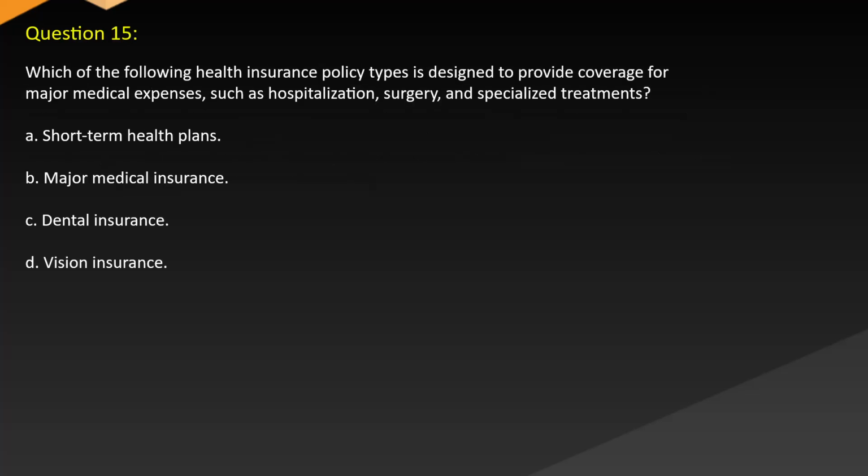Question 15. Which of the following health insurance policy types is designed to provide coverage for major medical expenses such as hospitalization, surgery, and specialized treatments? A. Short-term health plans. B. Major medical insurance. C. Dental insurance. D. Vision insurance.